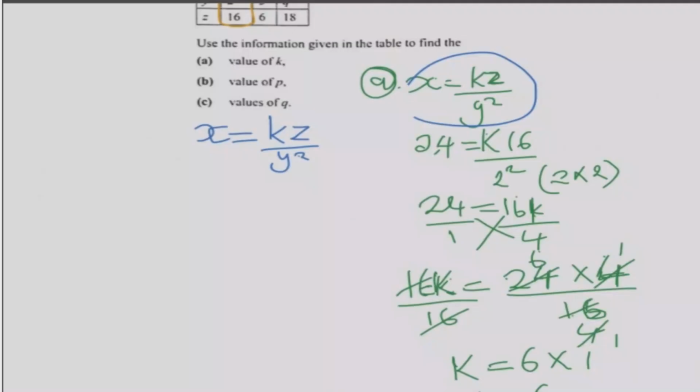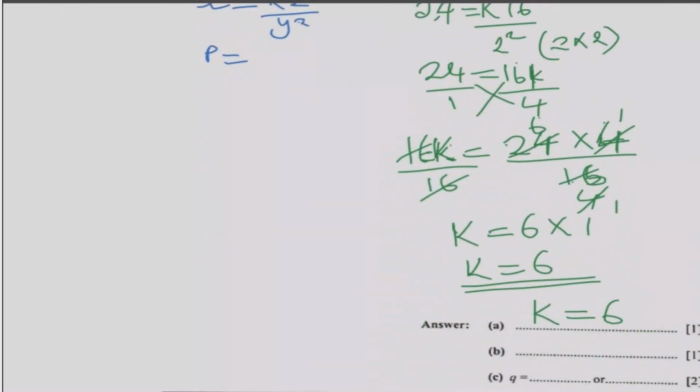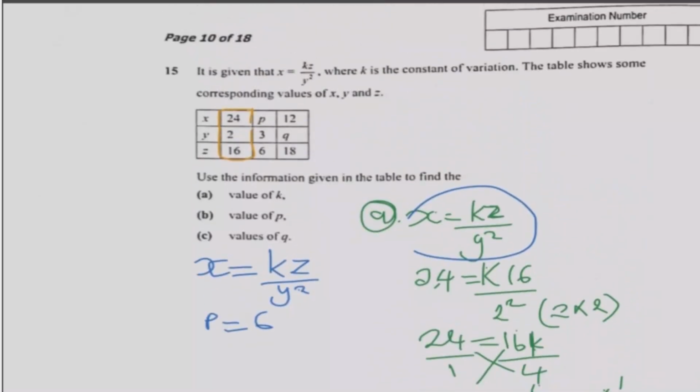So what is the value of x? We go on the details given. X, we are told the value is p, so where there is x we put p, which is equal to the value of k, which is the constant. We found it to be 6, so where there is k we put 6. Then the value of z is given in the table, it is 6 here. So we say multiplied by 6, that's the value of z, over the value of y is 3, as you can see, so we say 3 squared.